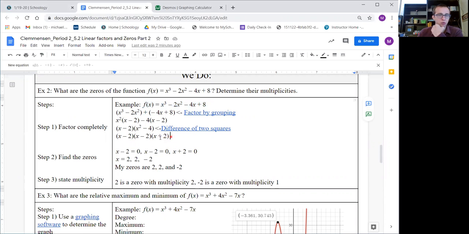Once you have it in factored form, I would tell you to rewrite it as (x minus 2) quantity squared times (x plus 2). So I combine my like ones, leave my different ones alone. All right. Now tell me how many zeros I have. So x minus 2 and x plus 2 both give zeros. So I have two 2's and a negative 2. So I have my zeros.